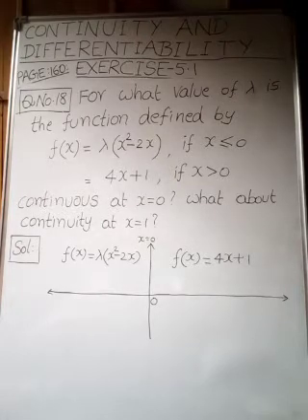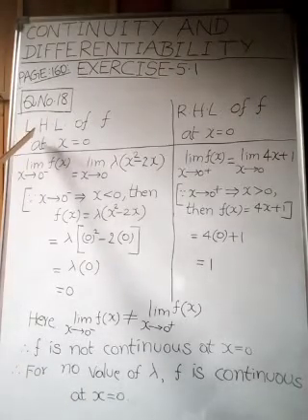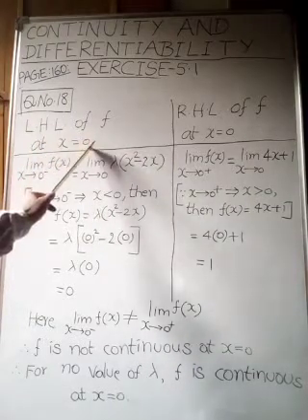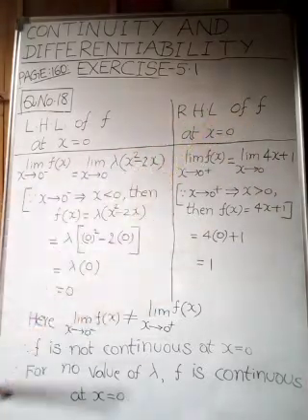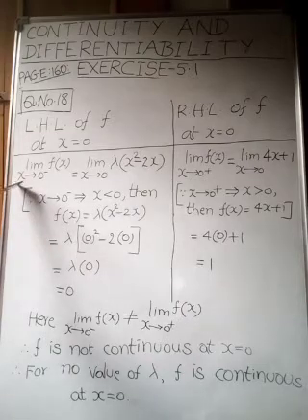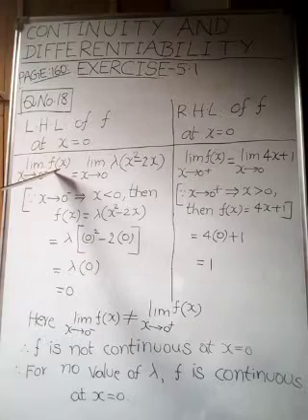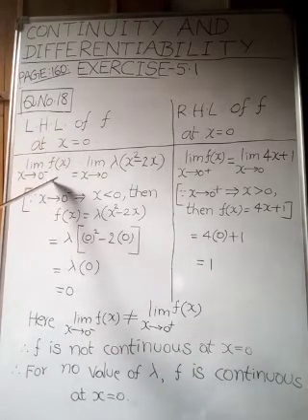Okay, my dear children? Understood the question? Right. So now we are finding the left hand limit of f at x is equal to 0 and the right hand limit of f at x is equal to 0. See here, symbolically we write the limit as x tends to 0 minus of f of x to denote the left hand limit of f at x is equal to 0.